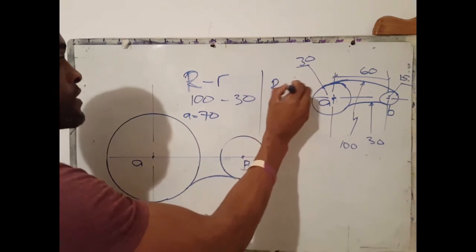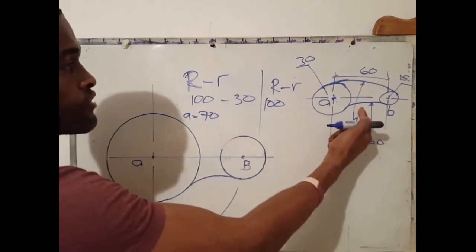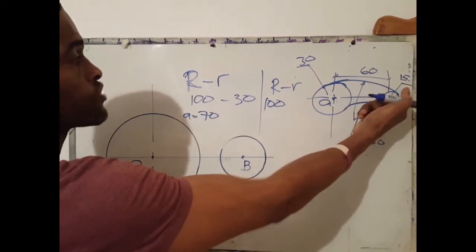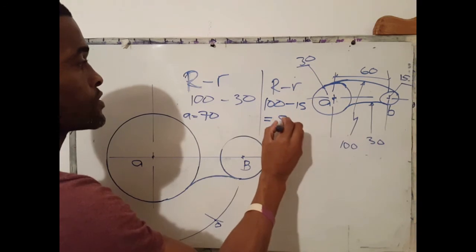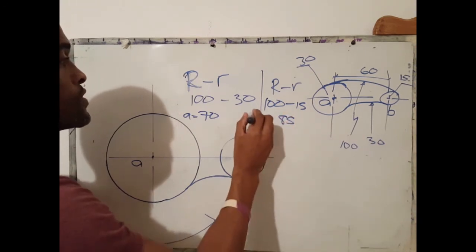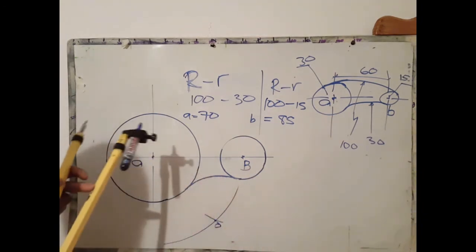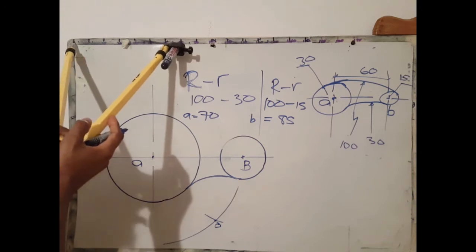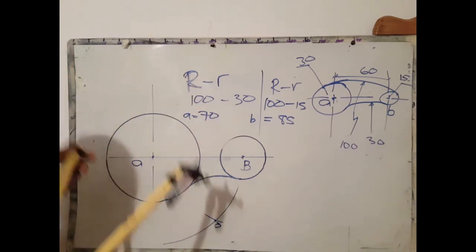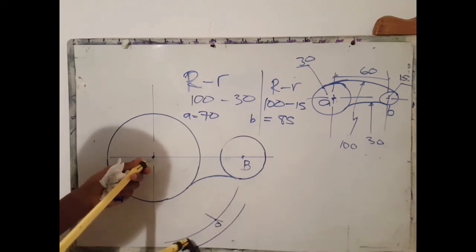Same rule applies for the other side. Same 100 radius blends here. 100 subtract 15 equals 85. So center B is 85. Next step is to open our compass to 70 millimeters. A as center, scribe an arc.